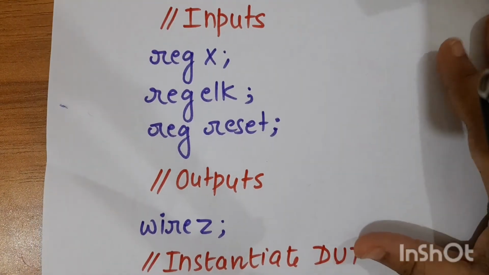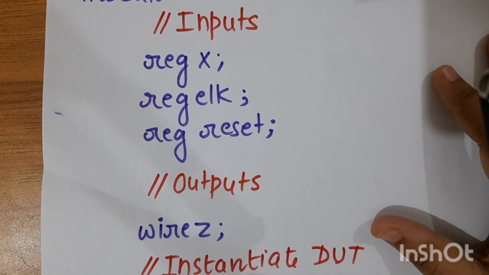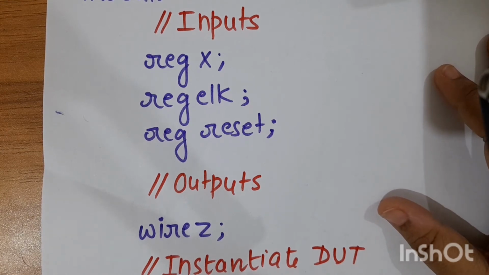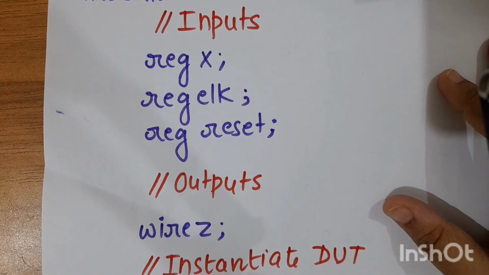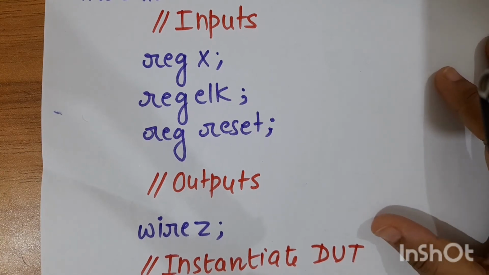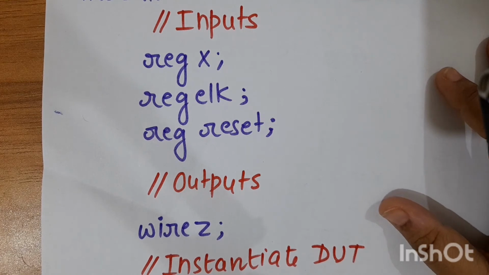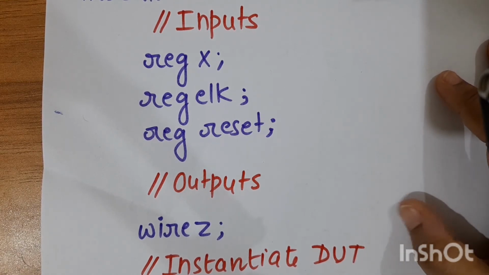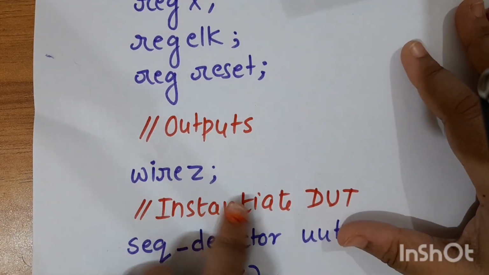Please note all the inputs which were there in the sequence detector were initially wire. When you declare in the port list input X, clock, reset, they are declared by default as wire. But when you write them in the test bench, they become the reg type. While the output, which was declared as reg in the sequence detector port list, has now become wire here in the test bench. So wire Z semicolon.